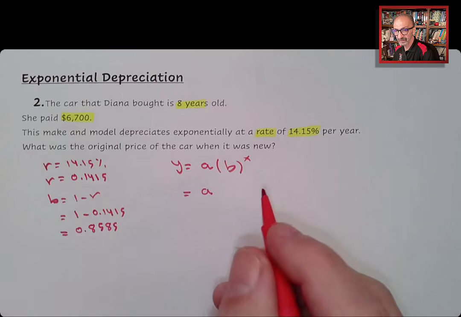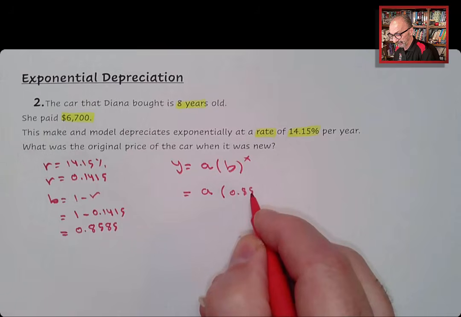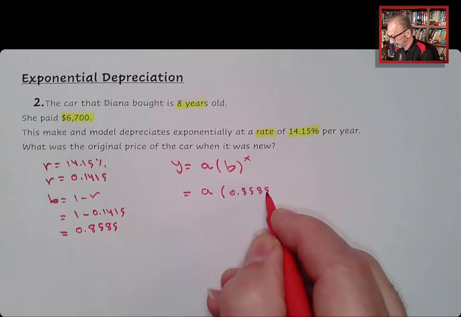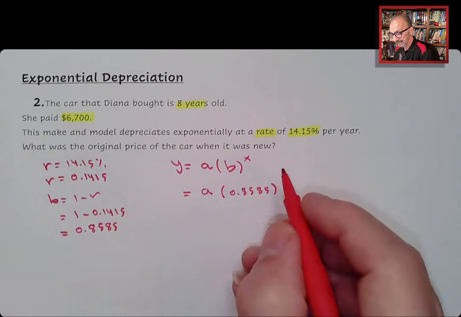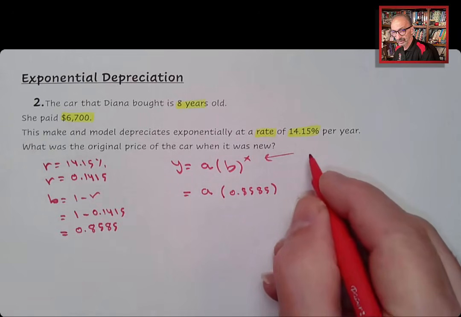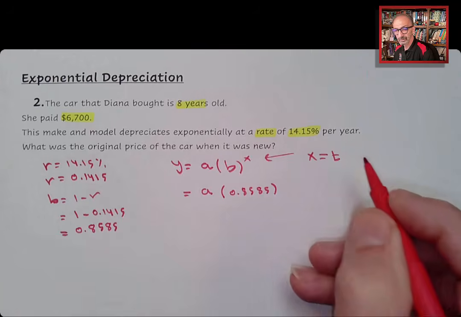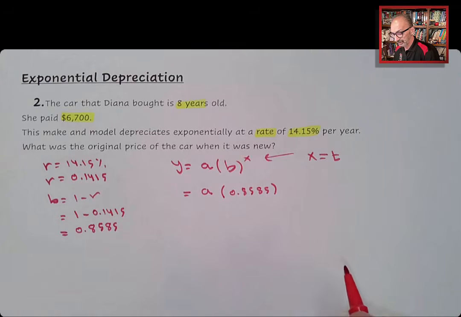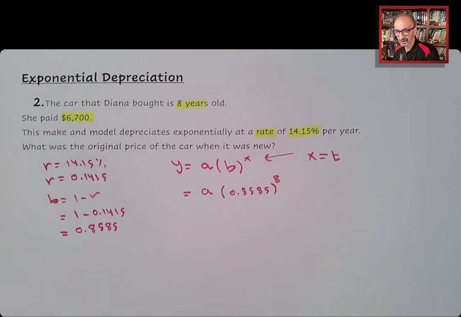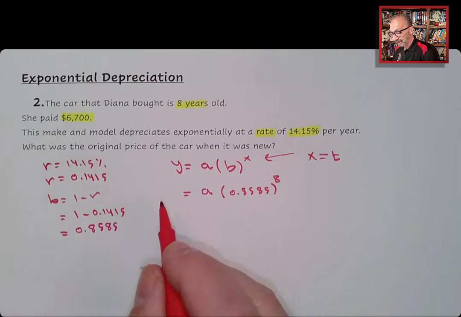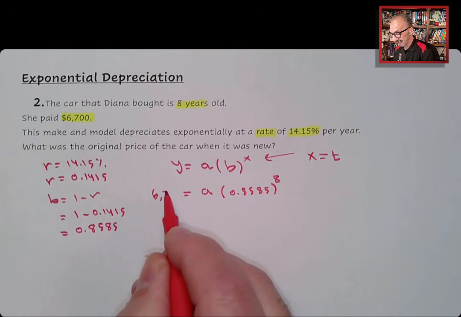Therefore, we have y equals a times b to the x, where a is the initial value of the car, times b, which is 0.8585 to the power x, or t in this case. Since we're looking at number of years, x is t as time. So I'm going to write 8 here instead of writing t to save you some time. The value now is 6,700.